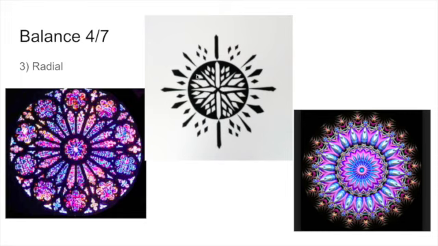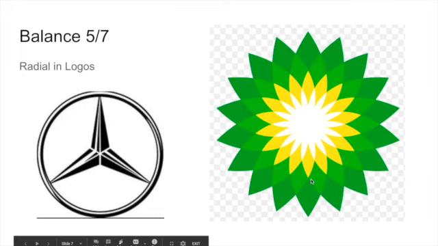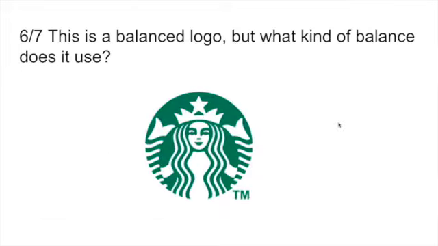And it can be broken into pie shapes. So this one matches this one and this one and this one. But that's radial, when it comes out from the center and that far out, it's all the same. So, some logos with radial balance. This is the Mercedes-Benz logo. And then this is the BP oil or gas logo.